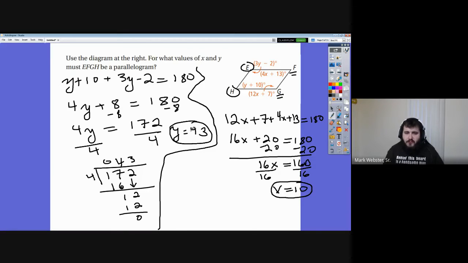So here we have our answer. y is 43 and x is 10. Like I said, you could have done it with a system of equations, but if you don't have to, I'm a big fan of taking the easy way. Like if you can take the path of least resistance, do it.